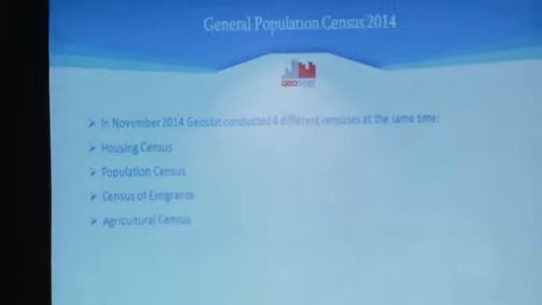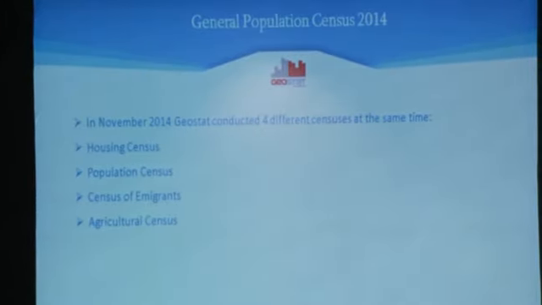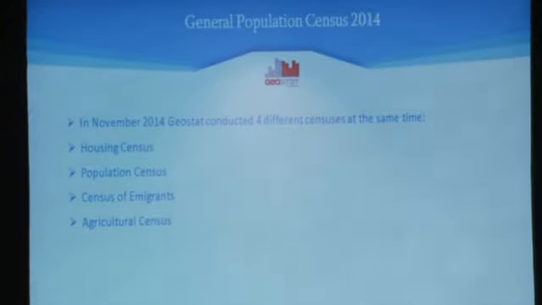In November 2014, the National Statistics Office of Georgia conducted the census of agriculture together with the population census. In fact, there were 4 different censuses conducted together: housing, population census, census of immigrants, and agricultural census. An additional census identified holdings operated in the sector of aquaculture and greenhouses. The census was conducted using a GIS map.